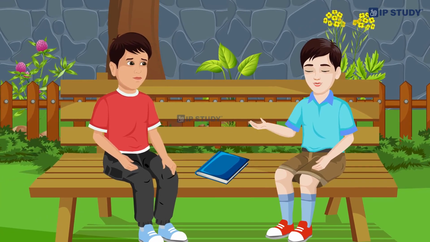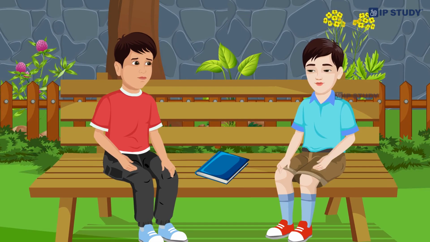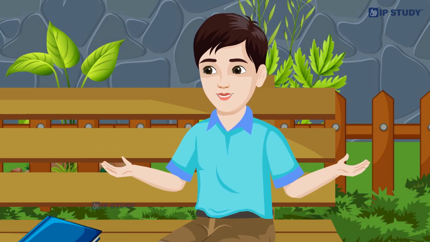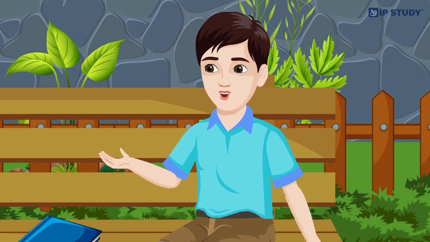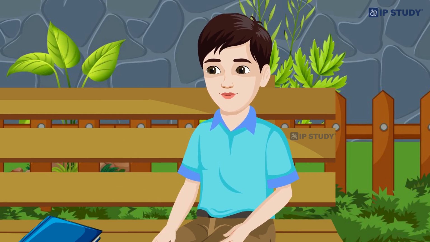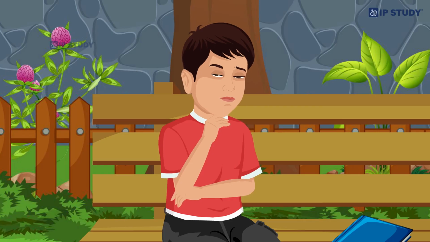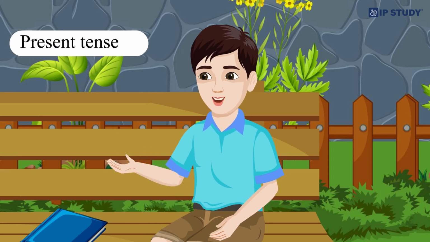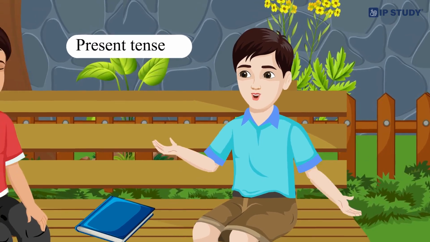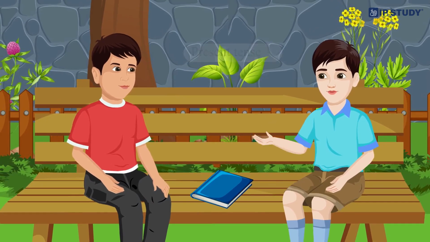Rohan, don't worry. I'll help you understand tenses step by step. Tenses describe the time of an action, whether it's happening now, happened before, or will happen later. Present tense tells us what is happening now or in the present time. Like right now, we are sitting in the park and chatting.